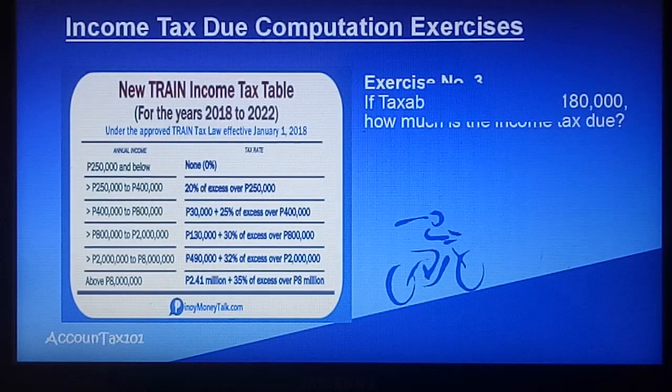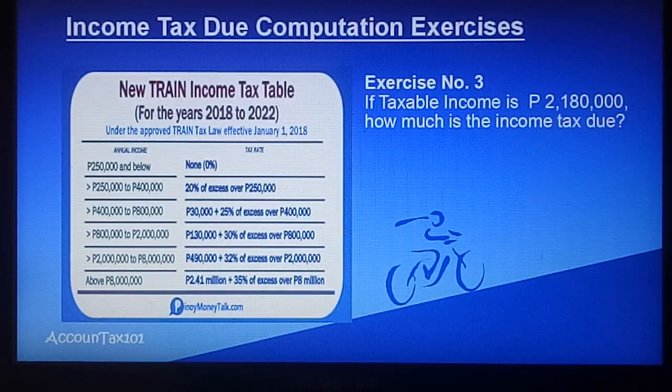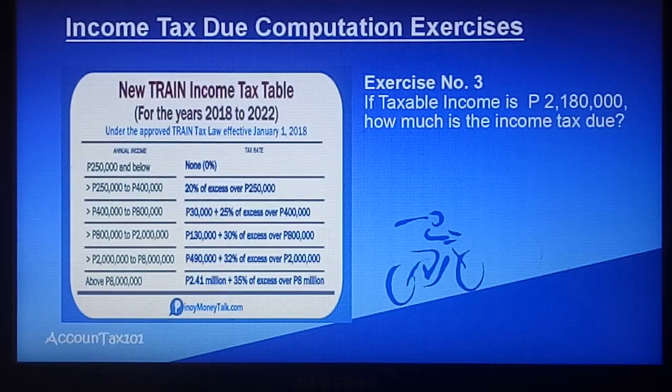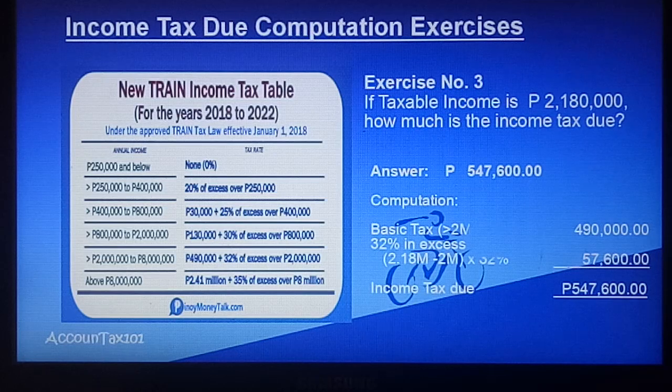O, another example. How about if your taxable income is 2,180,000? How much is the income tax due? Ang sarap naman kumita ng ganito. Taxable income of 2,180,000. So, magkano kaya ang income tax due nito? Wow! It's a whopping 547,600 income tax due. So, paano kinompute?